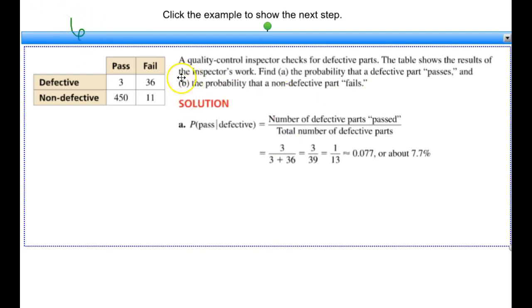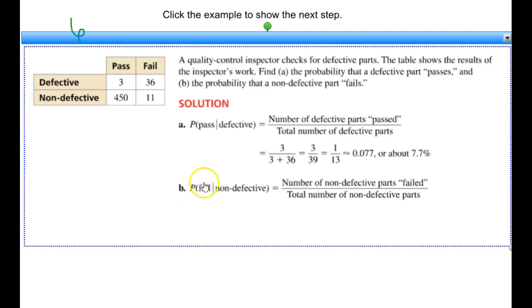Now we're going to be looking at the probability of part B here. So I'm looking at the probability that a non-defective part fails. So I want to find the ones that fail that are non-defective. First I look at the number of non-defective parts failed, which would be right here, 11, and out of the total number of non-defective parts. So I've got 11 out of my 461, or about 2.4%.